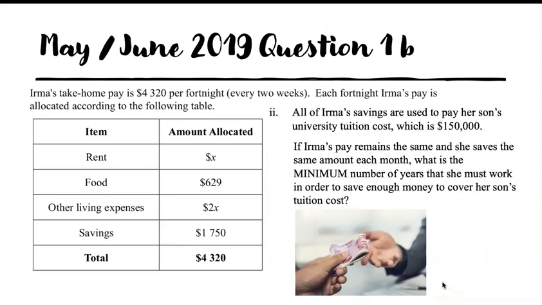Alright, it goes on. All of Irma's savings are used to pay her son's university tuition cost, which is $150,000. If Irma's pay remains the same and she saves the same amount each month, what is the minimum number of years that she must work in order to save enough money to cover her son's tuition cost?